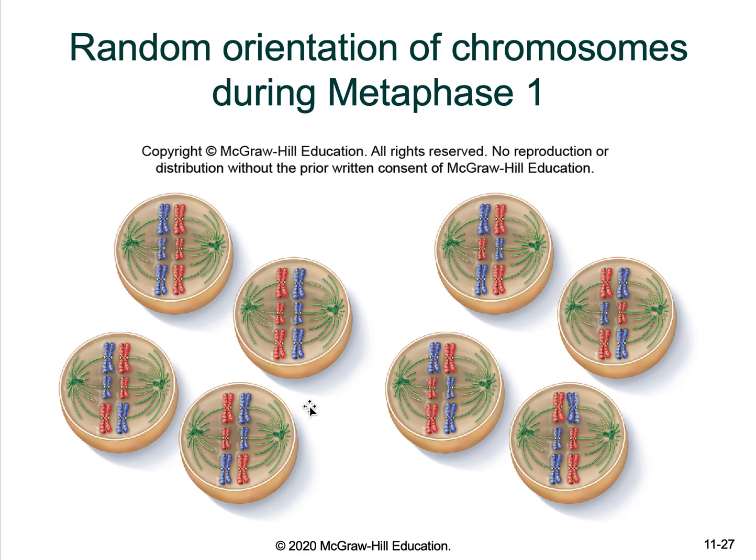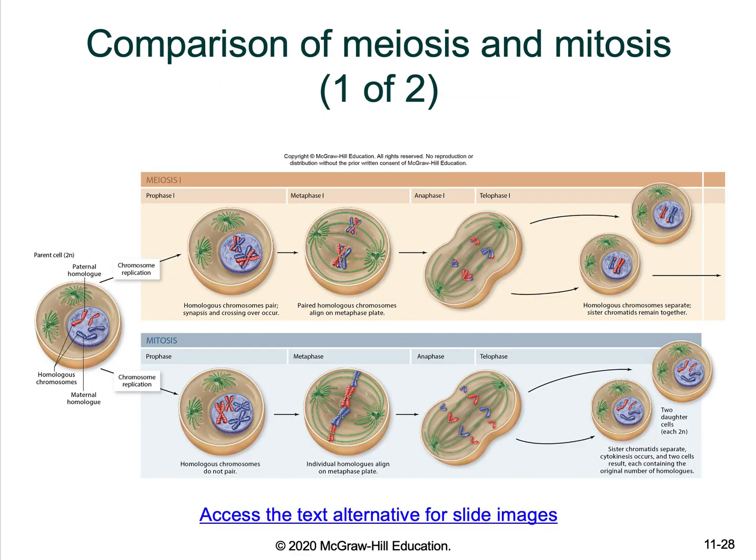And then telophase, and it happens again. But just knowing that these are randomly lined up in the middle is another way that you get genetic variation. This is a great diagram that shows you the difference between meiosis and mitosis.